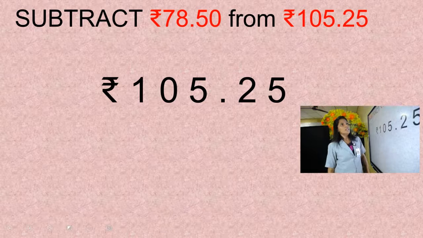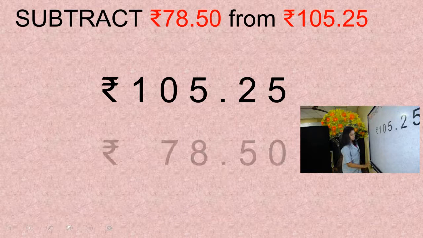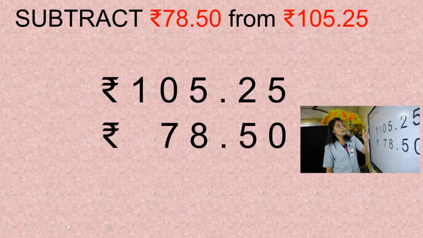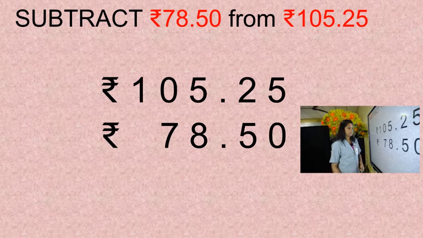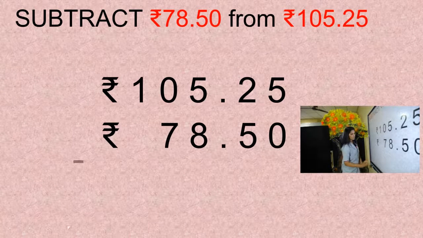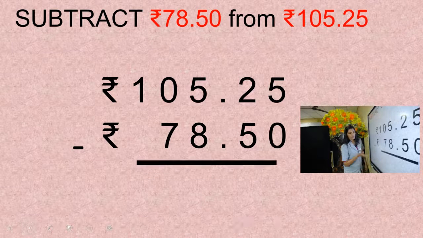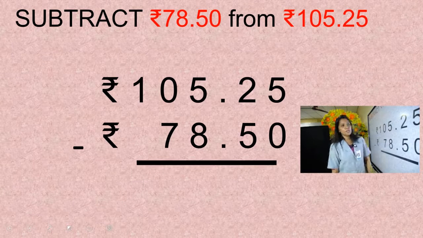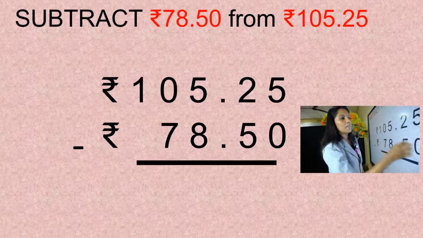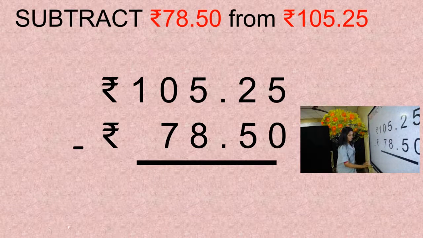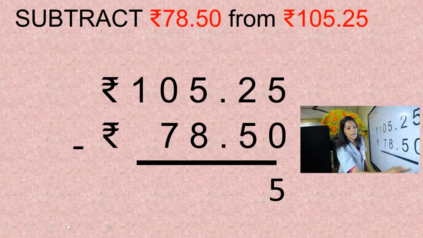Now the next number is rupees 78 and 50 paise. Now what symbol will you use? You will use the subtraction symbol. Now put a line. Are you ready? What is 5 minus 0? Yes, 5. 5 minus 0 is 5.